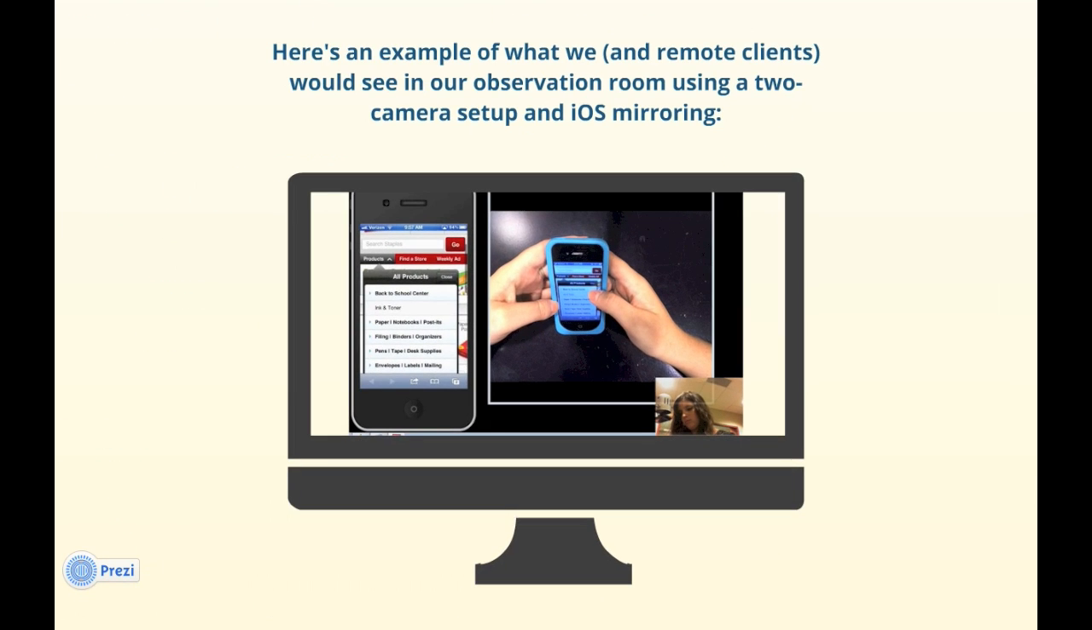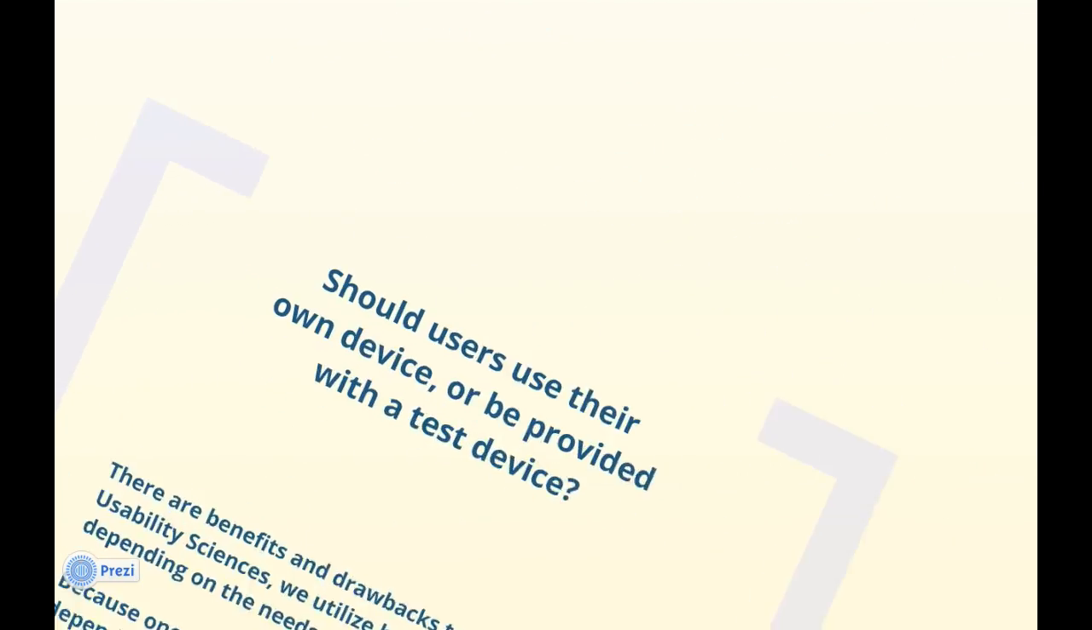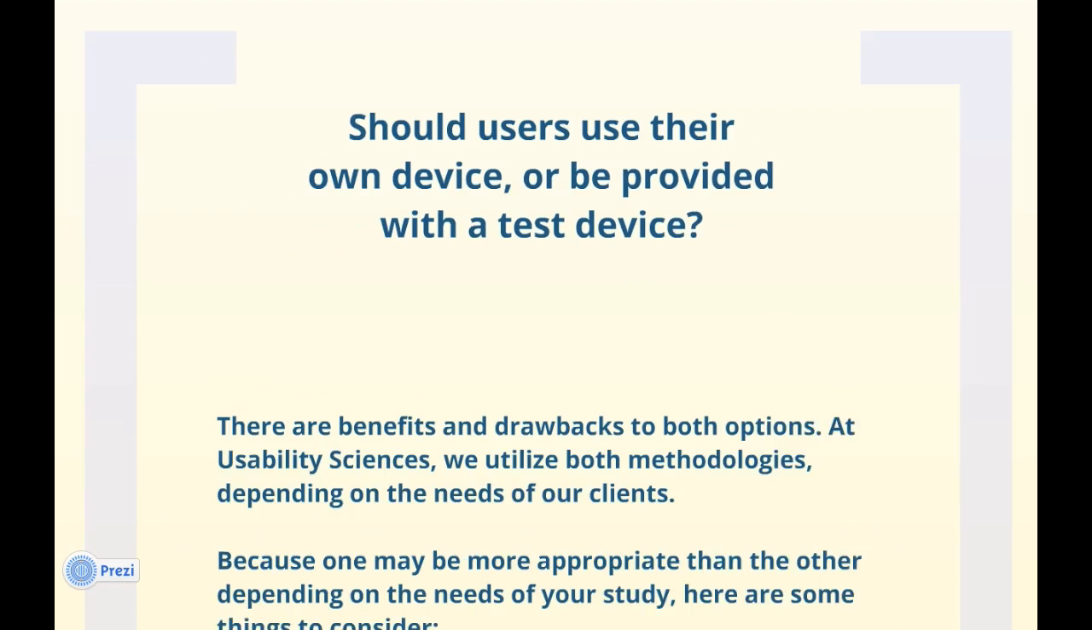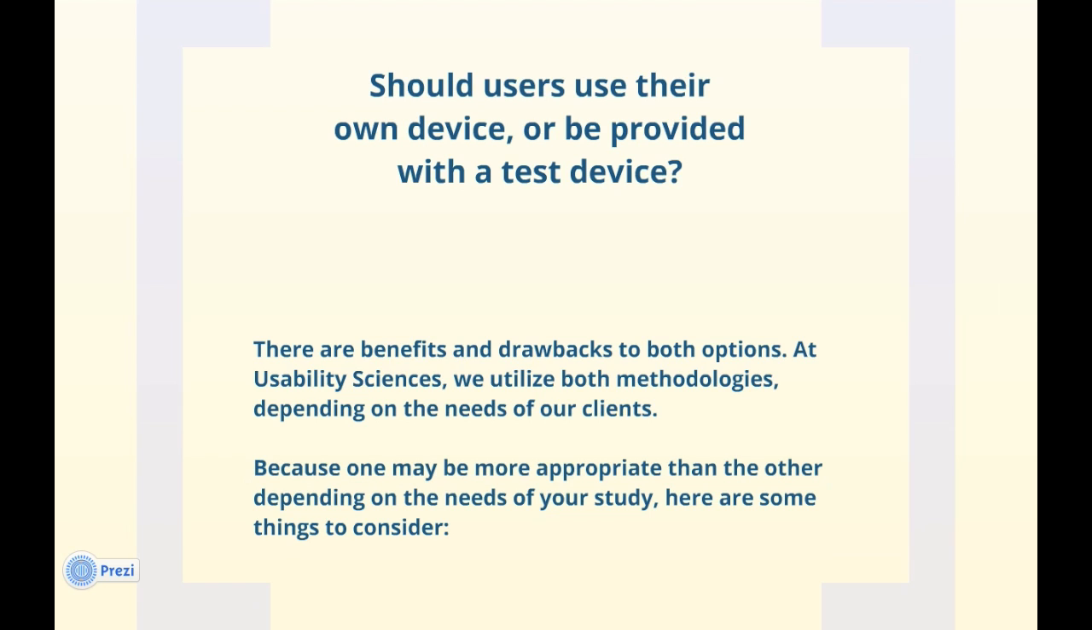So here's an example of what we and any remote clients would see in our observation room using a two-camera setup and iOS mirroring. So, should users use their own device or be provided with a test device? Well, there are benefits and drawbacks to both options. At Usability Sciences, we utilize both methodologies depending on the needs of our clients. Because one may be more appropriate than the other depending on the needs of your study, here are some things to consider.